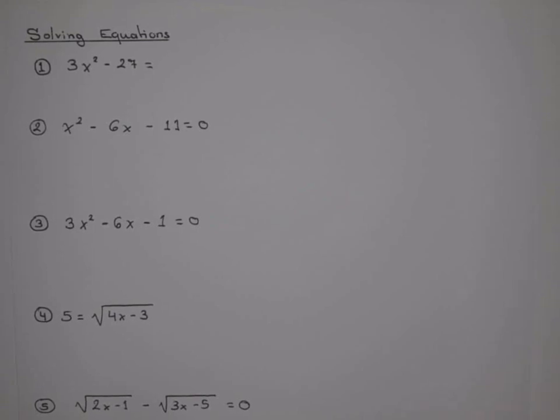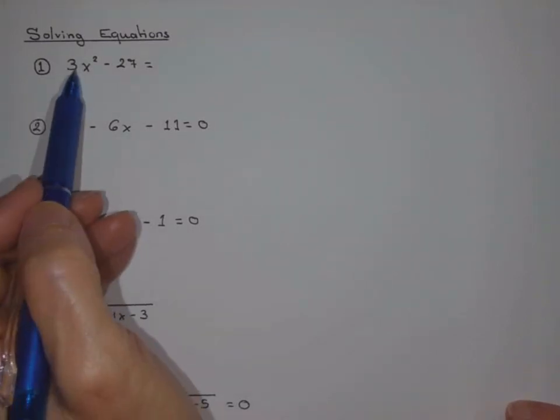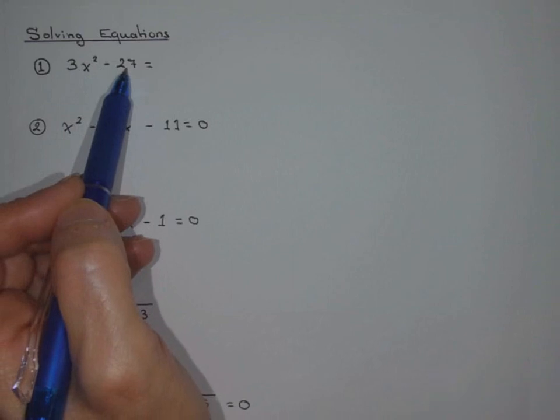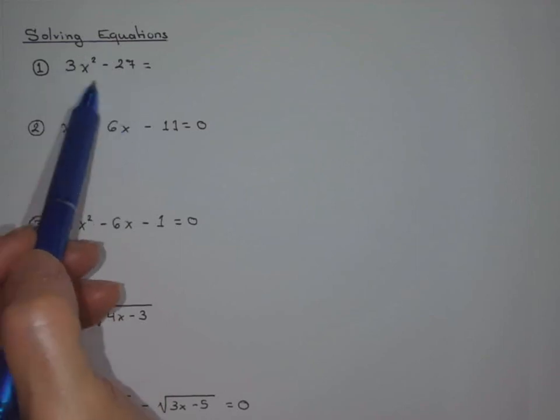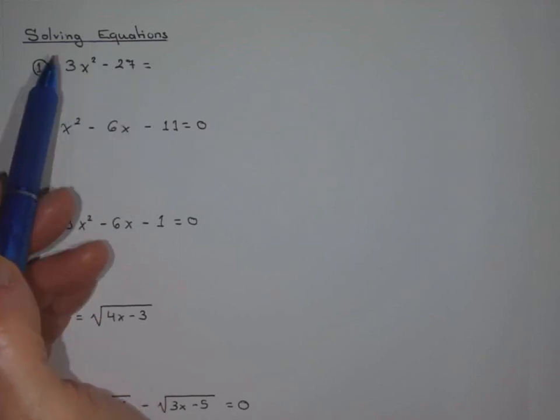Hello, this video is going to cover some solving equation techniques, okay? So 3x squared minus 27. There is no variable here. I have two terms, so I'm thinking, well, can I factor that? Well, yes, sure, I can factor.